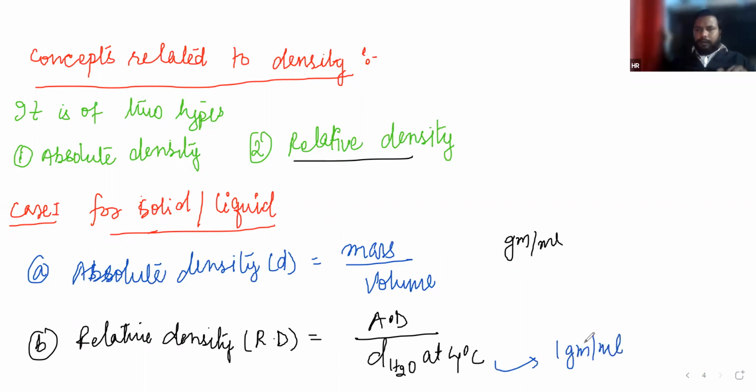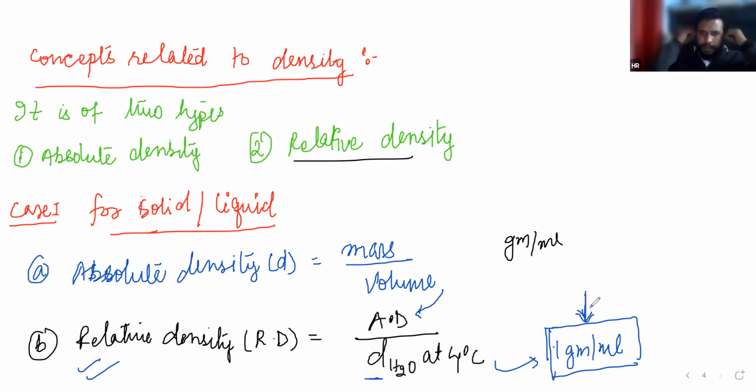So whenever you are about to solve relative density, you will have the absolute density, and what you need to keep in mind is the density of water, which is 1 gram per ml. Just remember it, because it will come in almost every question of physical chemistry, and this density will not be given, so it's good to memorize it. Another name for relative density is specific gravity.